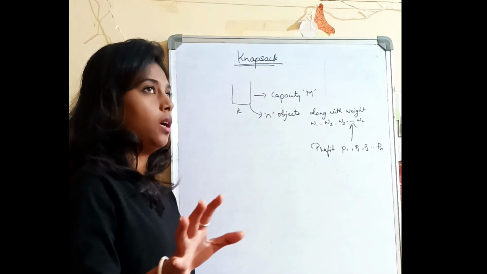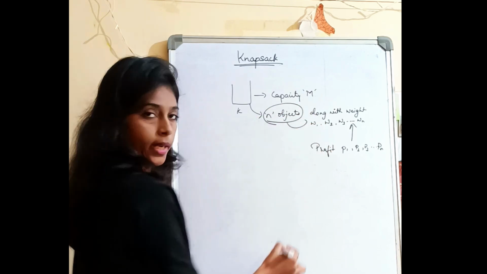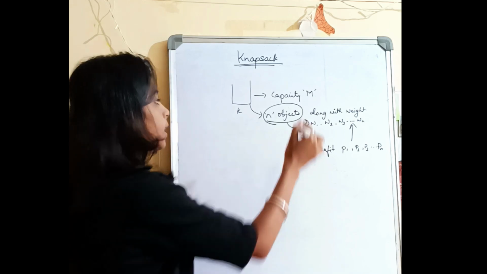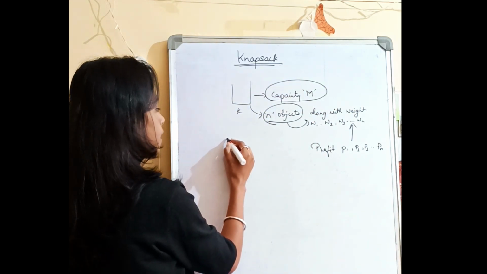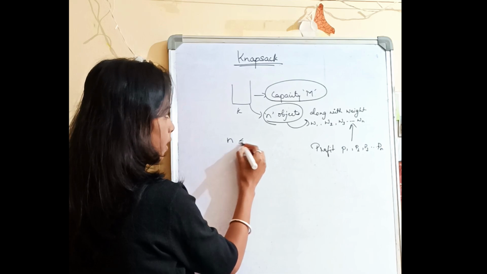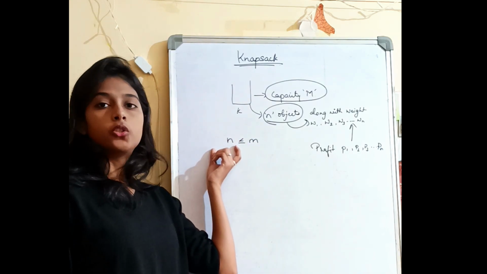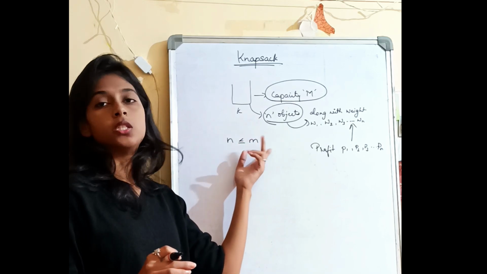Let me repeat. The objects we take, along with their weights, should not exceed the capacity of the knapsack. So how does it look? The total weight should be less than or equal to m. The object weight should not exceed the capacity of the knapsack.